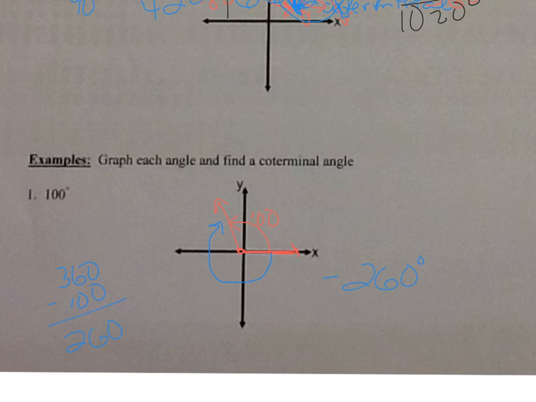If it asks for the smallest positive, then you have to go around this way. That'd be 360 plus another 100. So that'd be 460 degrees. That would be the smallest positive coterminal angle.